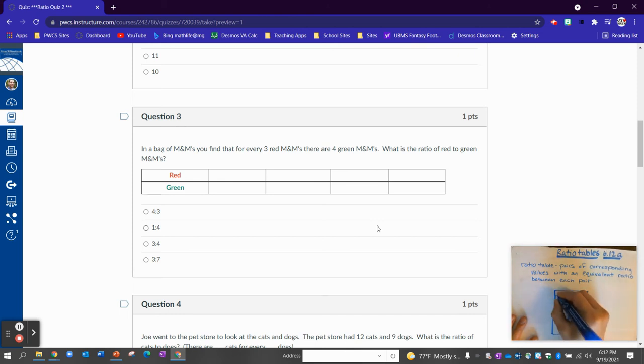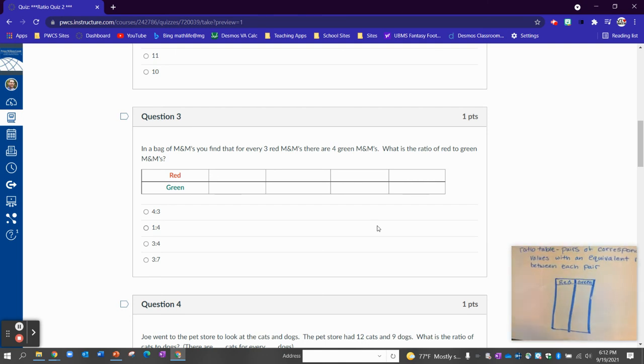We have red to green. So the first quantity and the second quantity. And the problem says in a bag of M&Ms, you find that for every 3 red M&Ms, there are 4 green M&Ms. What is the ratio of red to green M&Ms?